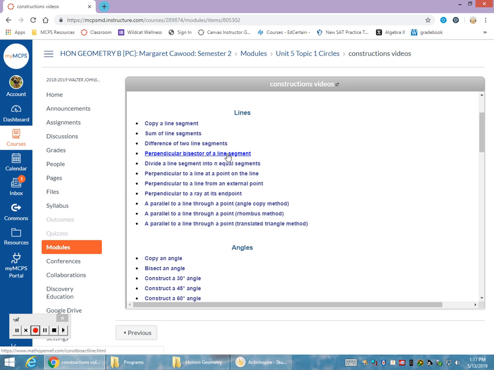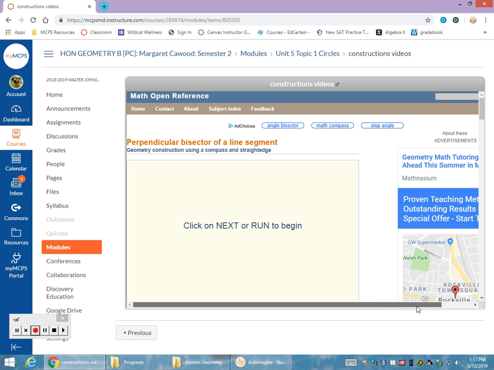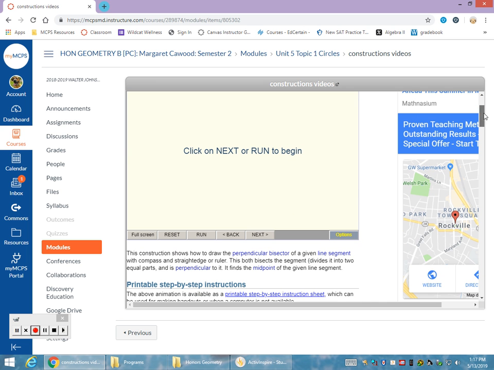Okay, so today we're going to do perpendicular bisector of a line segment. So I'm going to click on that. Let me adjust this screen so I can see it better. Okay, so what I like to do is hit options and auto repeat. So it just keeps going over and over. So if it goes too fast, I can just wait for the next round to go. So then I'm going to hit run.